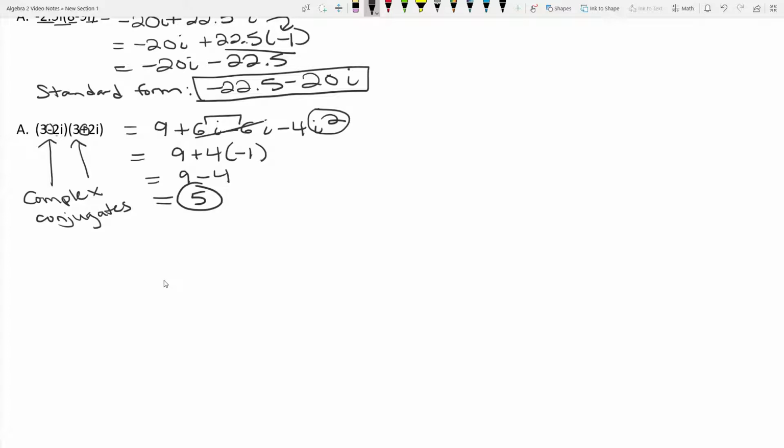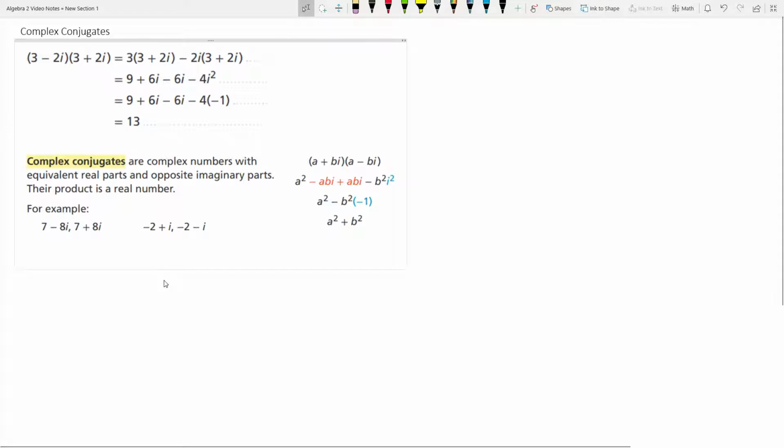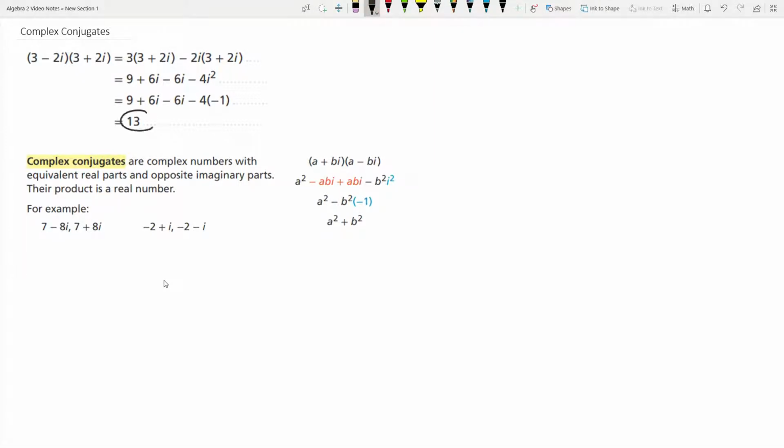So complex conjugates are complex numbers that differ by just a minus or a plus sign in the middle. And they have the property that if you multiply complex conjugates together, you're always going to get a real number. So we'll show you that in the next slide. The example that we just did, where we got 5, those are called complex conjugates. They're complex numbers with equivalent real parts and opposite imaginary parts. Their product is always going to be a real number. And this is proven here.